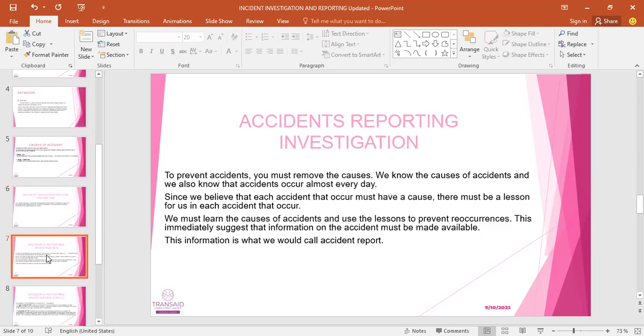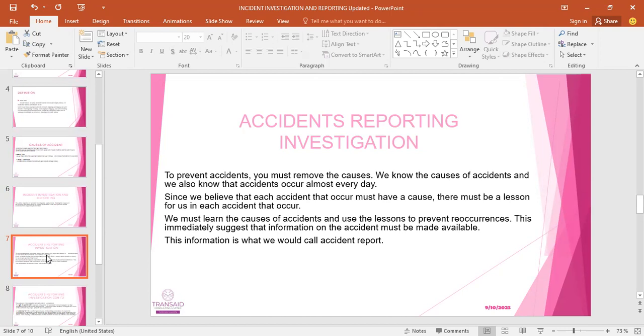To prevent accidents, we must remove the causes. We know the causes of accidents, and we also know that accidents occur almost every day. Whether we plan for them or not, they could always occur. Since we believe that each accident that may occur may have a cause, there must be a lesson for us in each accident that occurs. We must learn the causes of accidents and use the lessons to prevent reoccurrences. This immediately suggests that information on the accident must be made available.